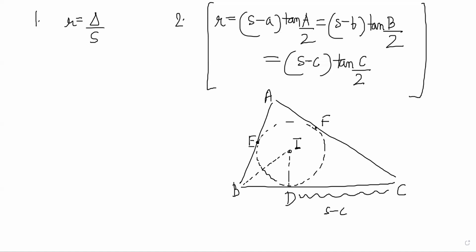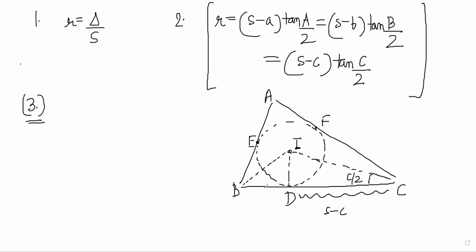So again, draw the CI line. Then we have the angle bisector, C by 2 angle. So we will apply tan C by 2, and tan C by 2 will be R by S minus C. So we will cross multiply it, and we have R equal to S minus C into tan C by 2.